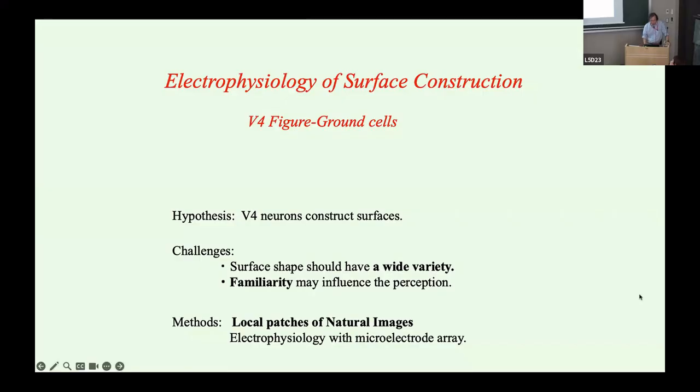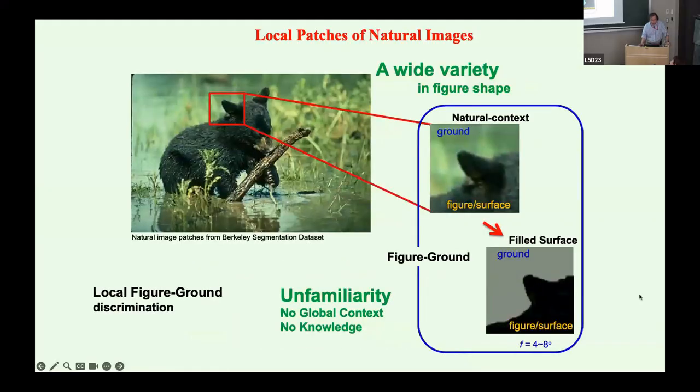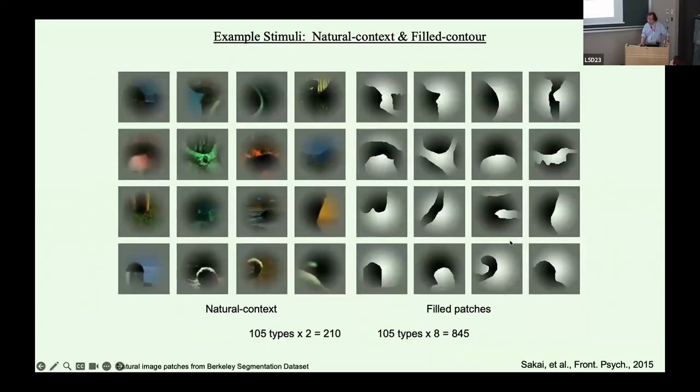To address these challenges, we used local patches of natural images. By randomly selecting a small region from a natural image, we generated a variety of unfamiliar stimuli. This shows a few examples of local patches, those with natural colors and texture and their silhouette. Then we showed hundreds of them to the monkeys and recorded from V4.